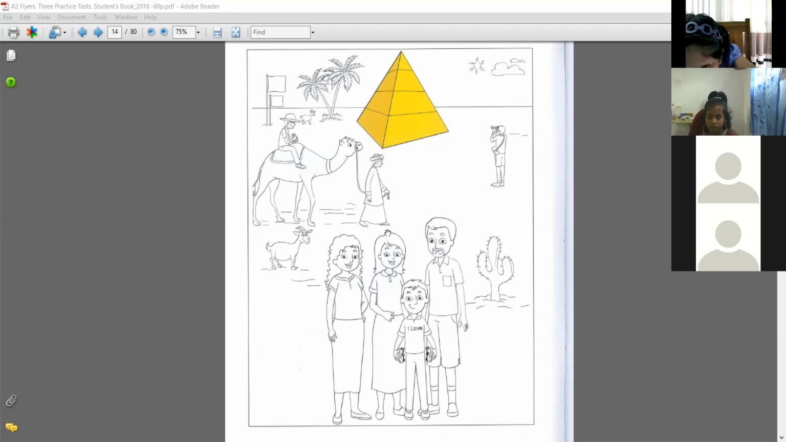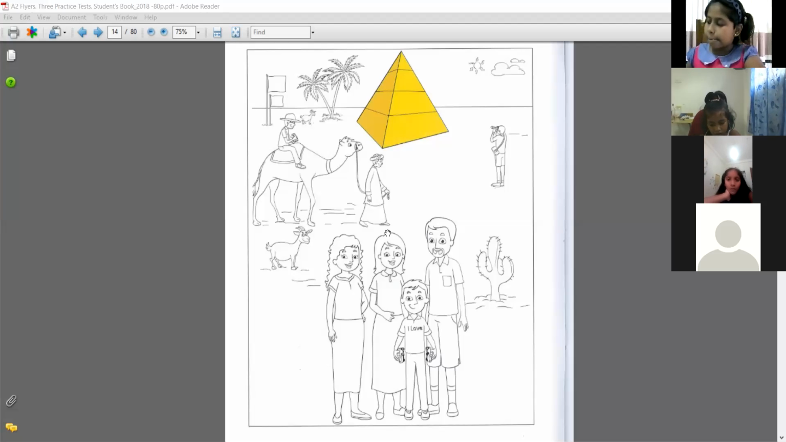One. What shall I color now? Can you see the two flags at the back of the picture? Yes. Shall I color the big one or the small one? Color the big one blue. Okay.